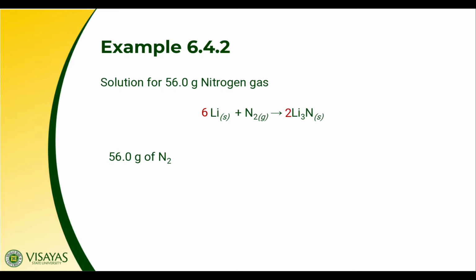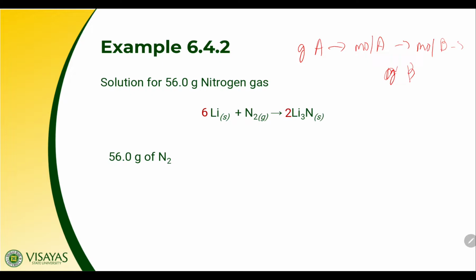So now let's compute how much lithium nitride can be formed from 56 grams of nitrogen gas. So how do we do this? This is from gram to gram, no? So this is gram A, then we convert that to mole A, then to mole B, and lastly to gram B.